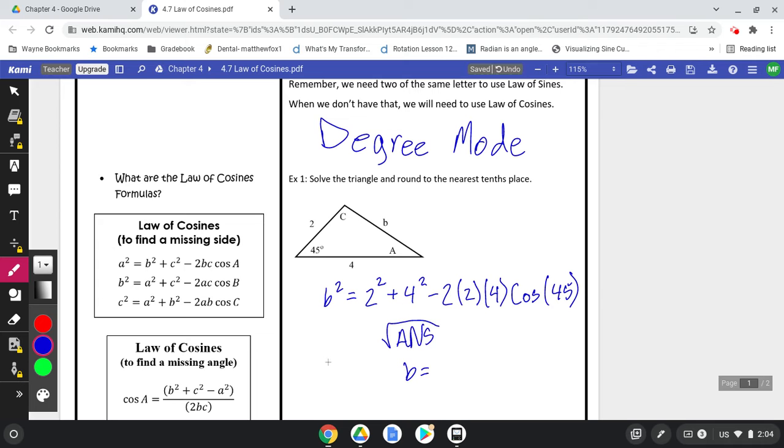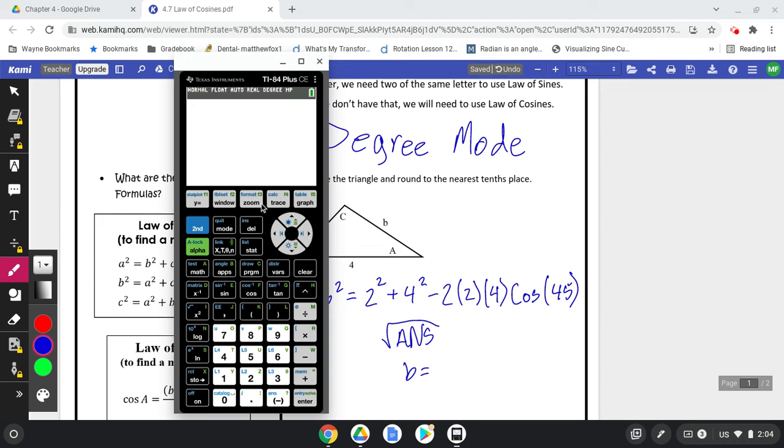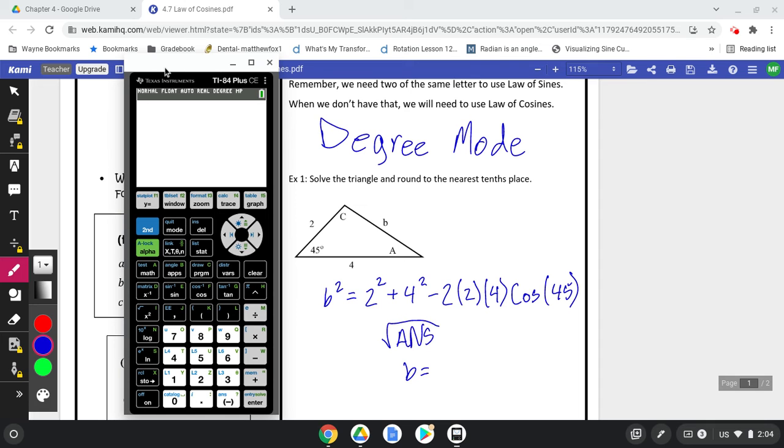And it tells us we're going to round to the nearest tenths place. So if we go up here, we will start by doing 2 raised to the second plus 4 raised to the second minus 2 times 4 times the cosine of 45. Close the parenthesis, hit enter, and you should get 8.68. Continue. We're not done though. We need to take the square root of that. So second square root, second answer. We hit enter, and you should get 2.9 if we round to the nearest tenth.